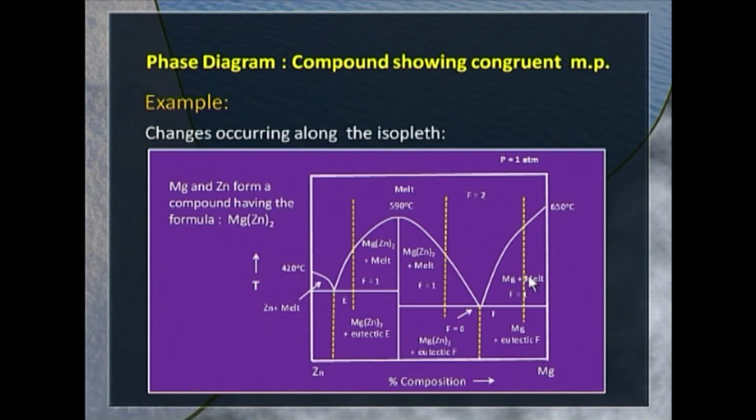3 phases are in equilibrium. You have magnesium, the compound, and the melt, and solidification sets in and continues at constant temperature, and ultimately we reach a stage where the melt has completely solidified and we are left with only solids. What is the solid present here? We have magnesium and the eutectic, and which is the eutectic? Eutectic corresponding to this point.